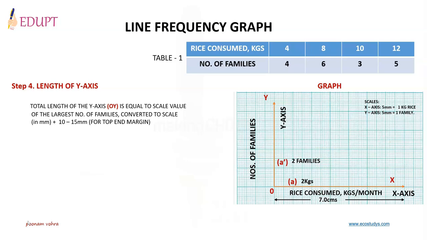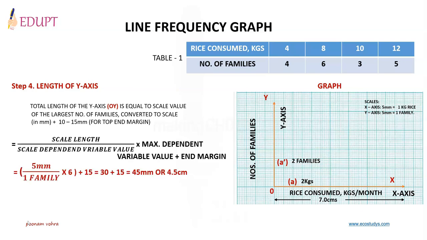Similarly, one can find out the length of y-axis. Total length of y-axis OY is equal to the scale value of the largest number of families converted to scale in millimeters plus 10 to 15 mm for top end margin. So the formula is scale length divided by scale dependent variable value into maximum dependent variable value plus end margin.